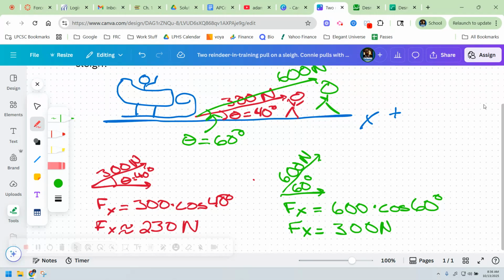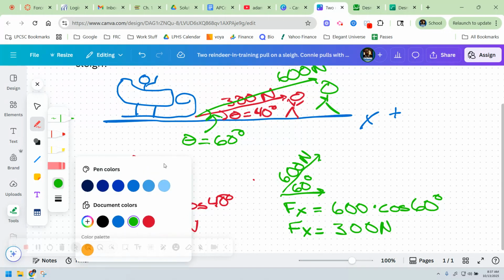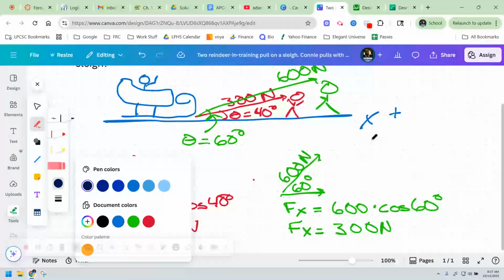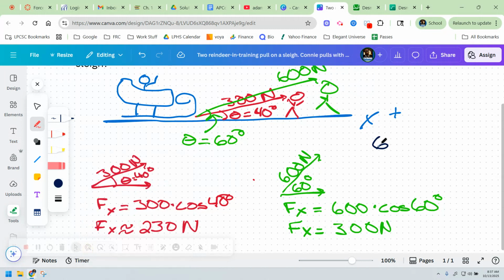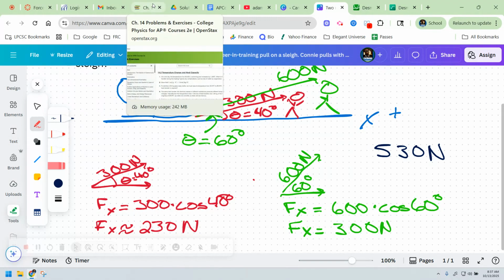So, I'd have to double check. Then what you do is you're supposed to just add them up. Now, the only thing that's interesting, and this might throw you off, if you add them up, isn't it just 530? Yeah. 530 newtons. And that is not the answer.